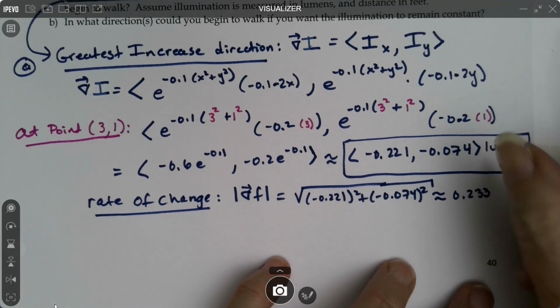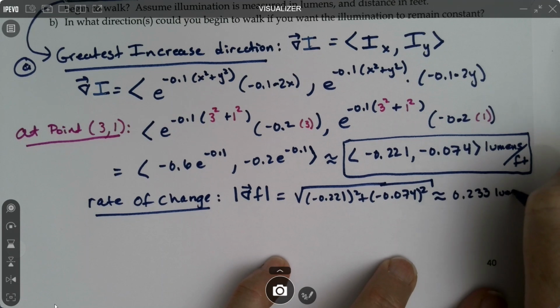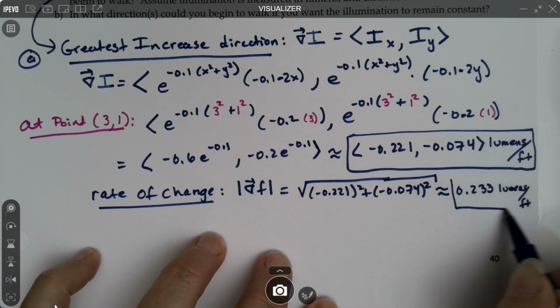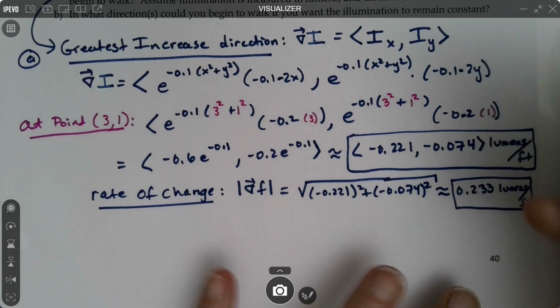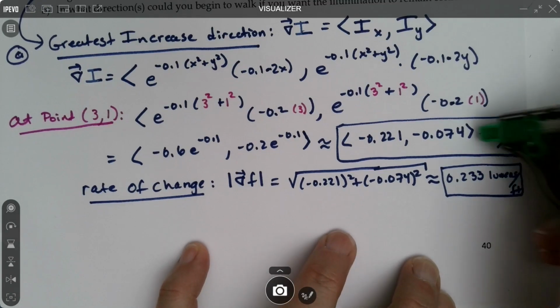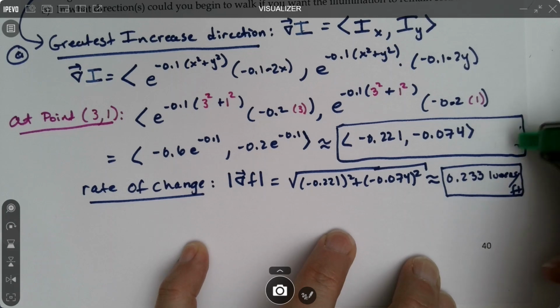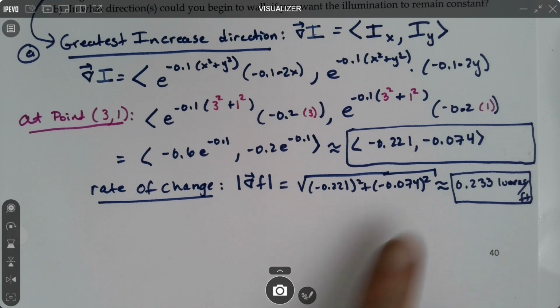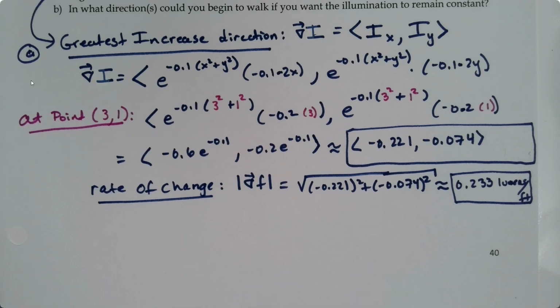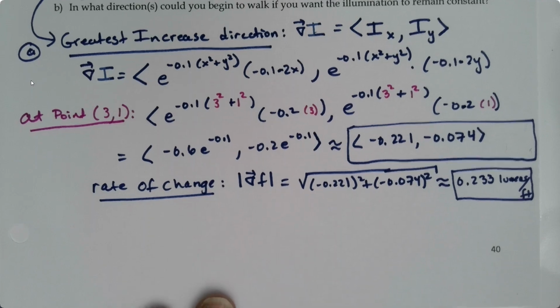Oh, this is the one that's lumens per foot for my unit. Not A, because A is just the direction, right? So it's giving me feet and feet. Sorry about that. So it's just pointing the way for me to go. But this will be the change in my illumination as I move in that direction, right? Which would be lumens per foot.